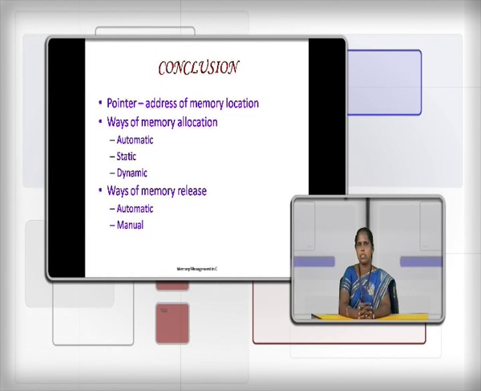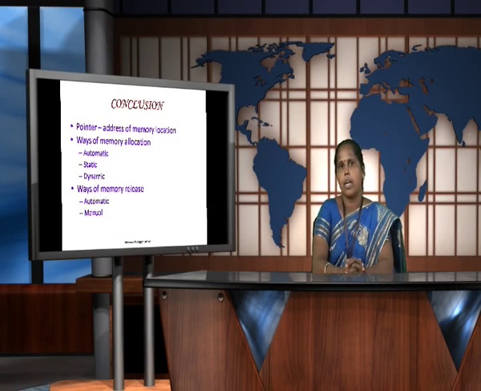So the pointer is the address of a memory location. We can allocate memory in 3 ways, either malloc, calloc or realloc. The allocated memory has to be explicitly released by using the free function.